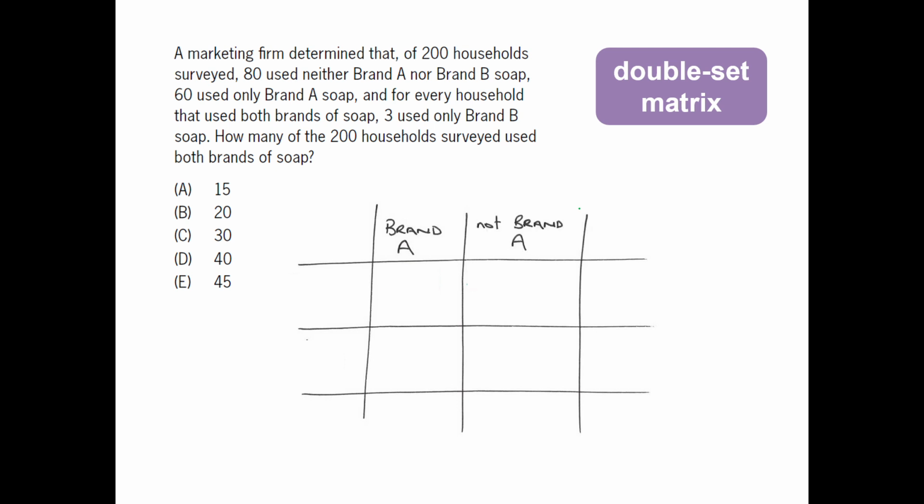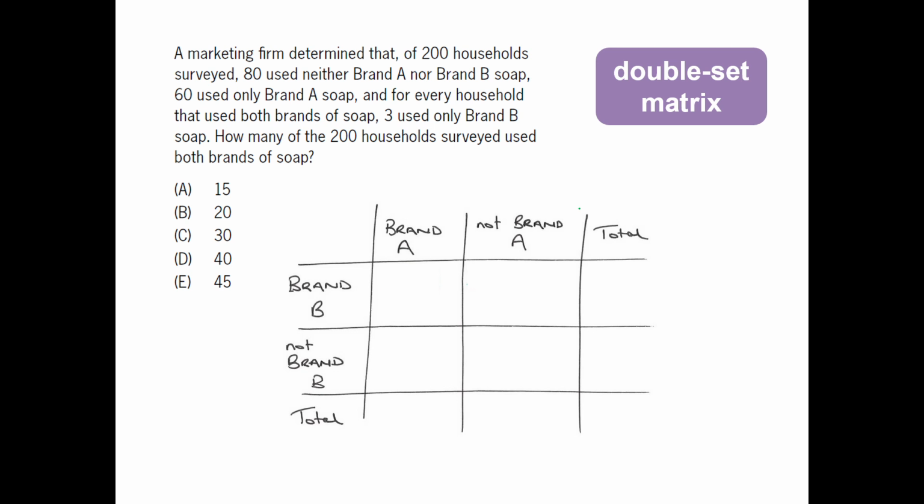Don't make the mistake of putting brand A in one column and brand B in the other column because the double set matrix won't work. Brand B we're going to save for the rows. So we can have brand B here, and then the households that didn't use brand B is the opposite set going here.